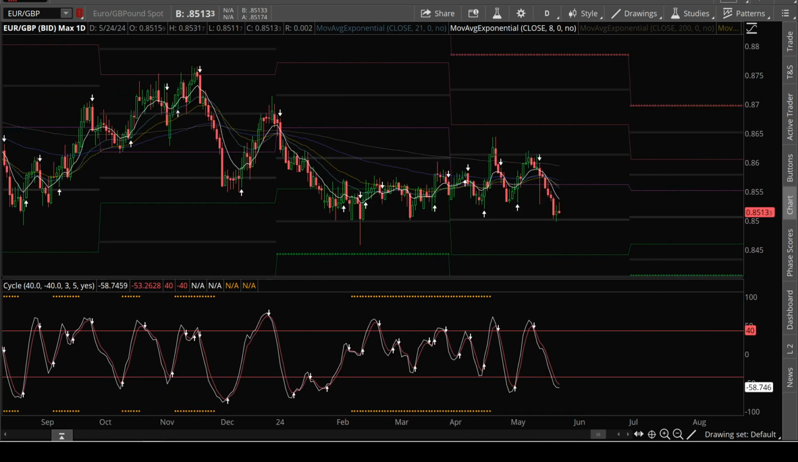Euro Pound. You're waiting for your next setup. You're breaking structure, and you had a double top up here off the 200. I called a double top off the 200. Here was your entry, and you're still in that trade.